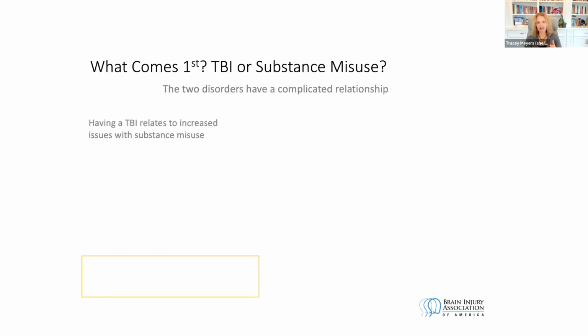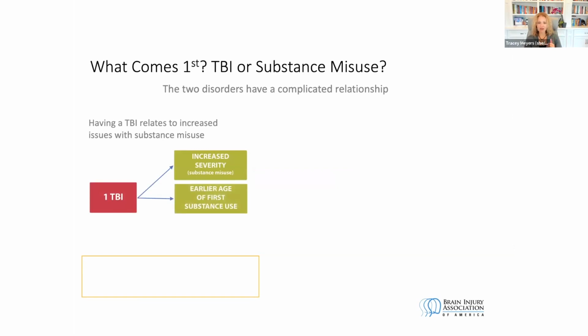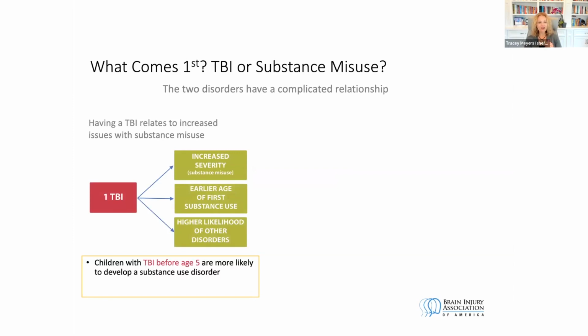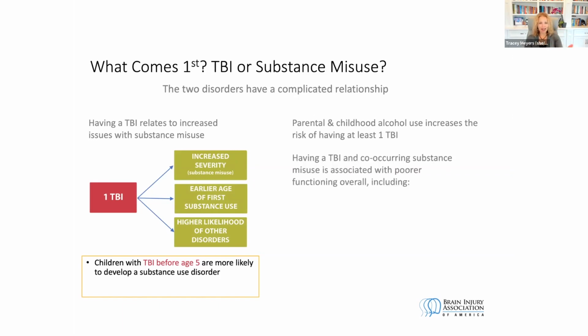A history of TBI can relate to increased use. And we know that with one TBI, there's more increased severity, earlier age of first use after a TBI, and a higher likelihood of other psychological disorders. Children with TBI before age 5 are more likely to develop a substance use disorder. Parental and childhood alcohol use increases the risk of having a TBI. So here's the other side, right? So TBI increases risk, and use of substances increases risk of TBI.